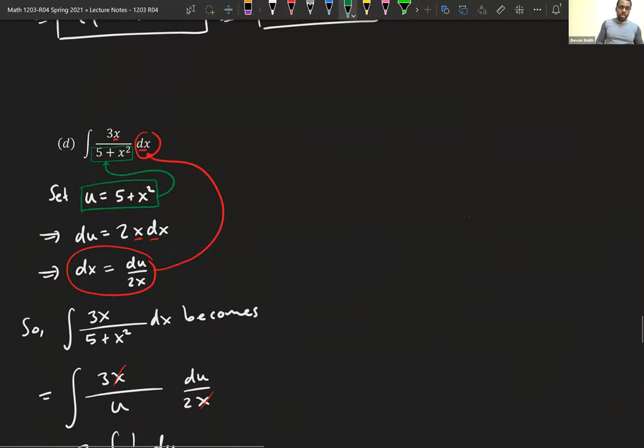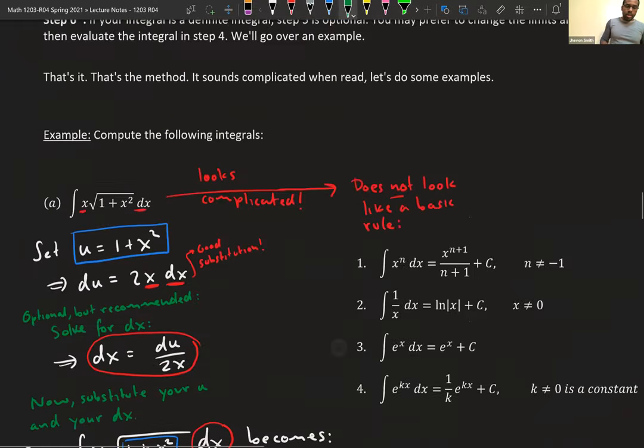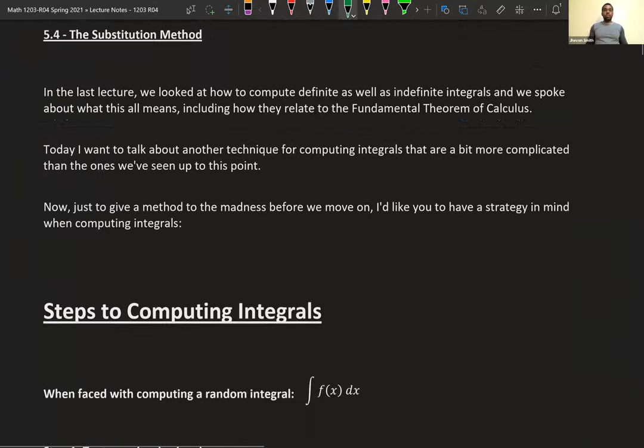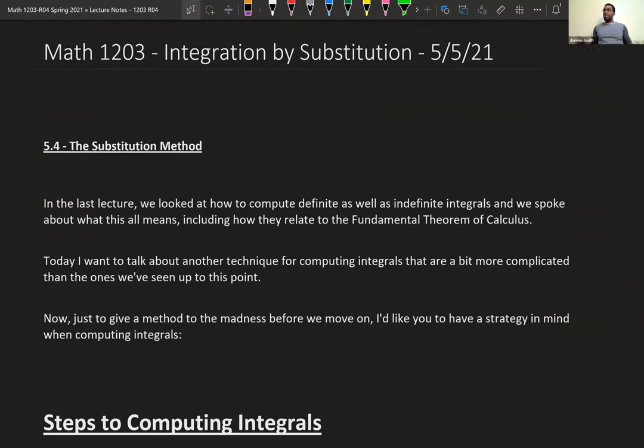So yeah, that's integration by substitution. It's a method to get very complicated integrals to look easier so that you can apply the basic rules. You see an expression that looks complicated, you replace it with a single variable, you find the differentials, and you swap it out in terms of the new variable. Your new integral should be easier in the new variable. You can just apply the basic rule, get the answer, and move on.